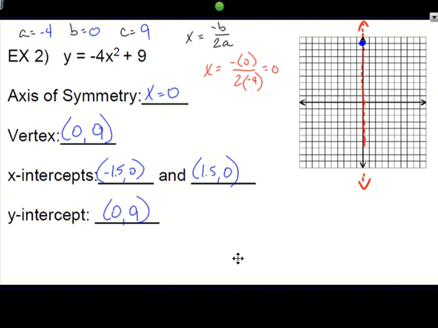So when I go to graph this one, I have -1.5, which is right here, +1.5, which is right here, and it's going down. There we have graphed our parabolas. To graph these, always look for your axis of symmetry first, your vertex, your y-intercept, x-intercepts if they are available. Good luck with your graphing.